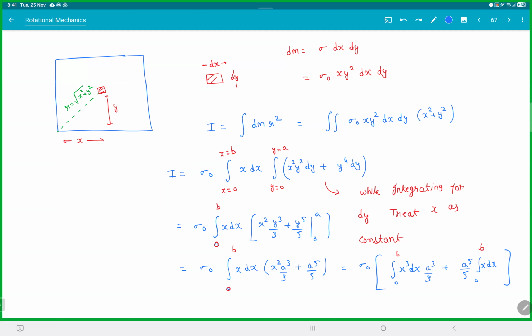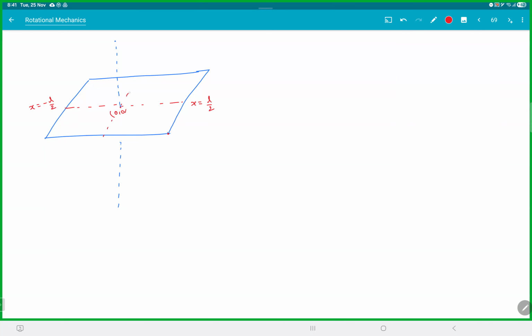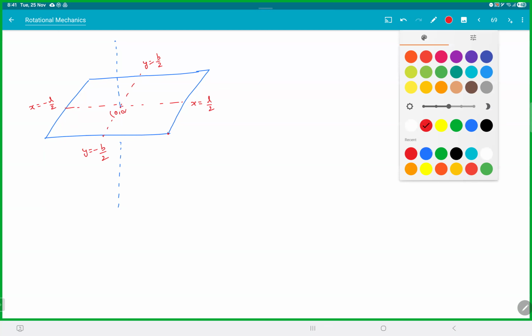Play with this. So now using this, can you find for this guy? Let's say if I give a rectangular plate, we have an axis passing through the center. This is a standard result. Let this be origin. This is x is equal to L by 2. X is equal to minus L by 2. Y is equal to b by 2 and y is equal to minus b by 2. Find the moment of inertia of a rectangular plate about an axis passing through the center.